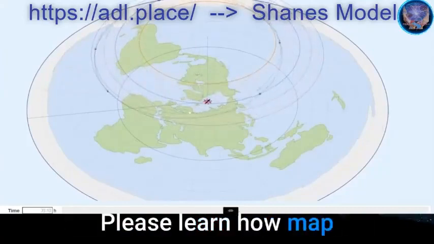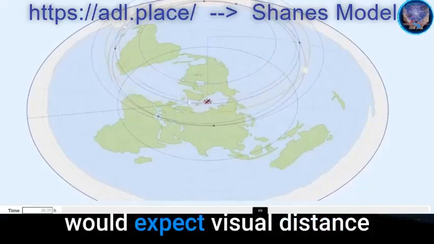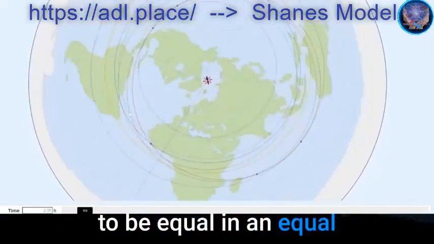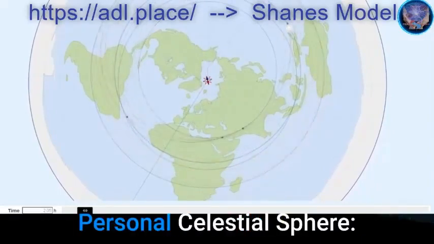Please learn how map scaling works if this seems inadequate to you. Only an absolute moron would expect visual distance to be equal in an equal area or equal distance cartographic transformation. Right, Walter? Personal celestial sphere.